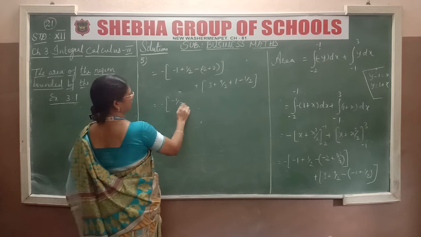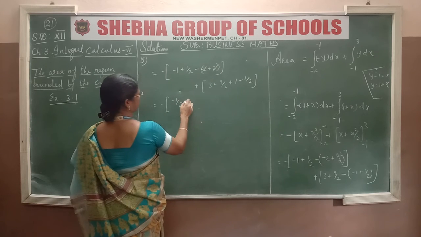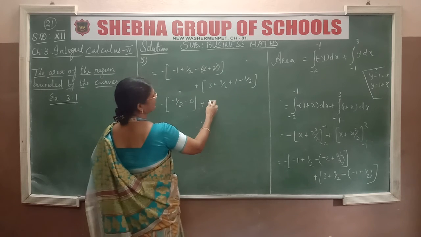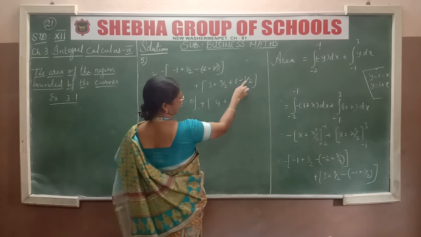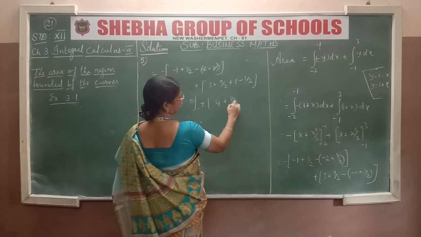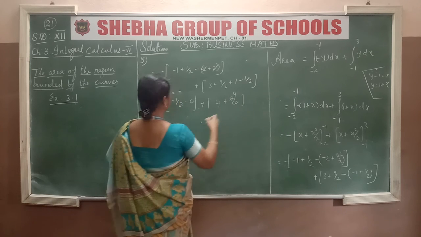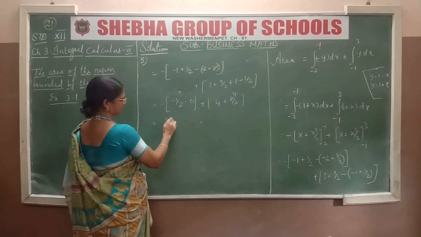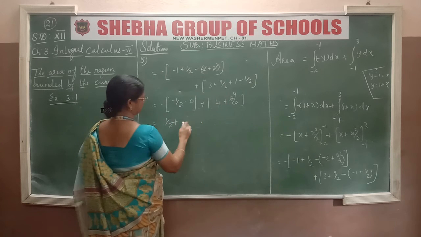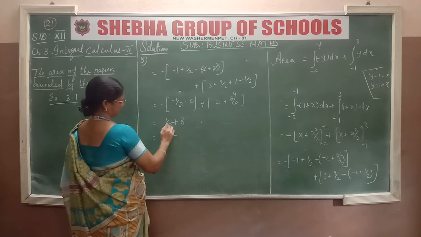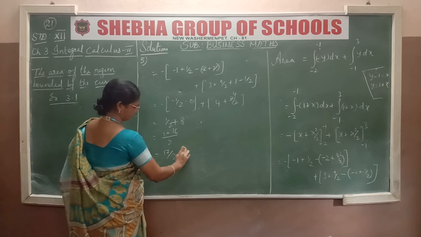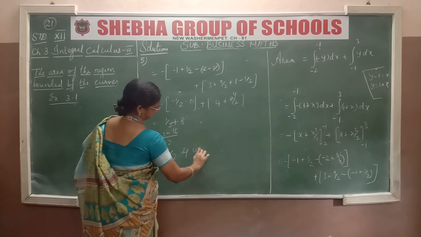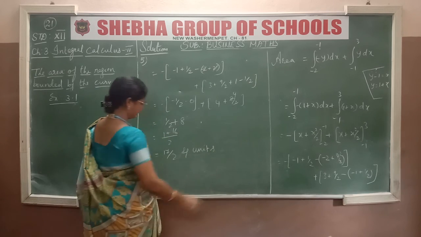is minus half, and these two get cancelled, this is 0, and plus 3 plus 1 is what? 4 plus 9 by 2 minus 1 by 2 is 8 by 2. This is equal to minus into minus plus half plus 4 plus 4 is 8. So we get 1 plus 16, that is 17 by 2 square units. This is our required area.